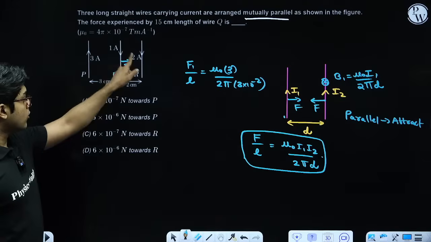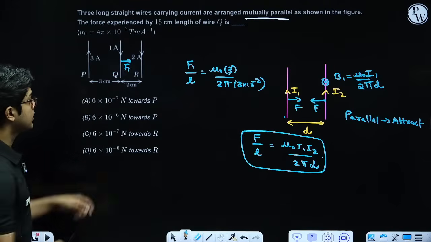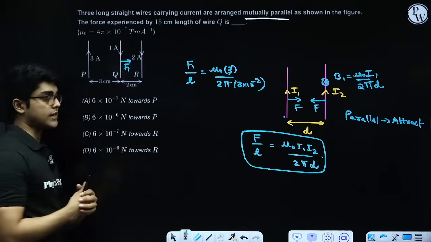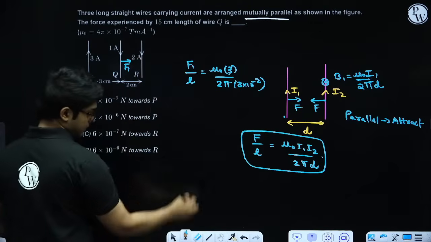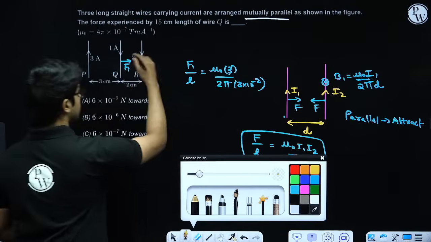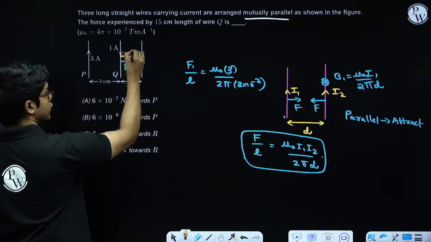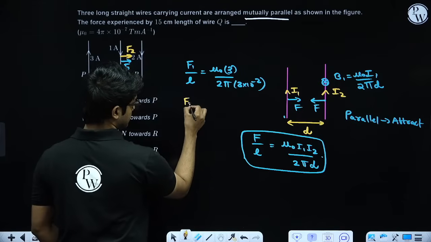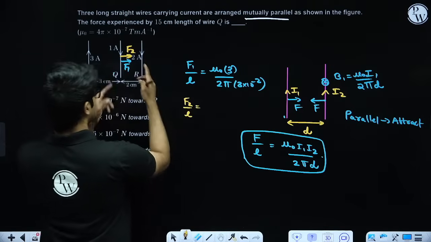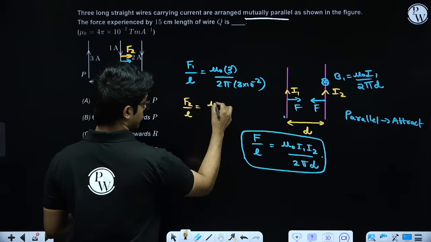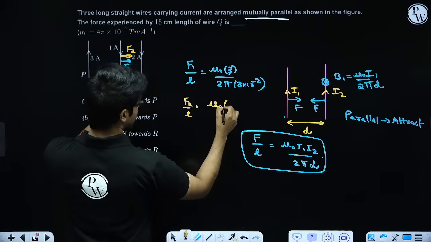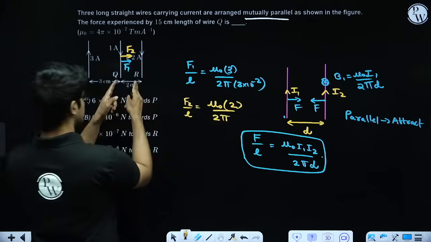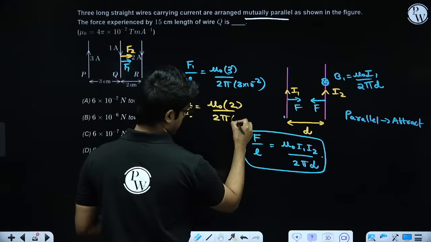Now if I look at Q and R, these two are parallel currents. Parallel currents will attract each other. So wire R will attract wire Q towards the right with some force F2. And F2 divided by L similarly will be mu naught I1 I2, which is mu naught into 1 into 2, divided by 2 pi times the distance between them, which is 2 centimeters.